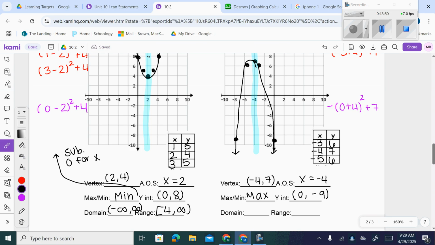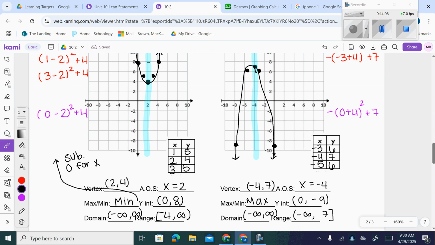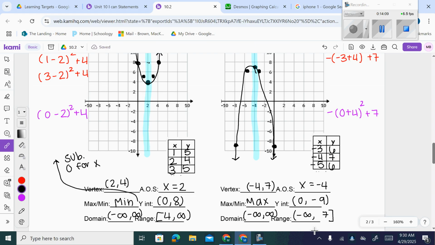All right, what's your domain going to be? Love it. All right, range. What's the lowest this goes? -infinity. Good. What's the highest it goes? +7. Good. Awesome.